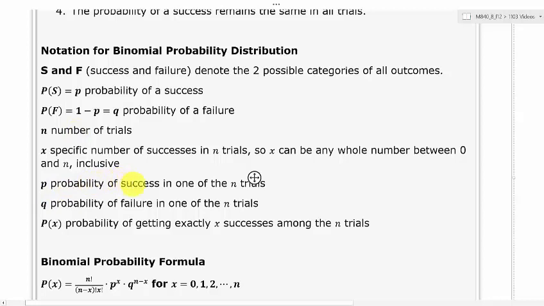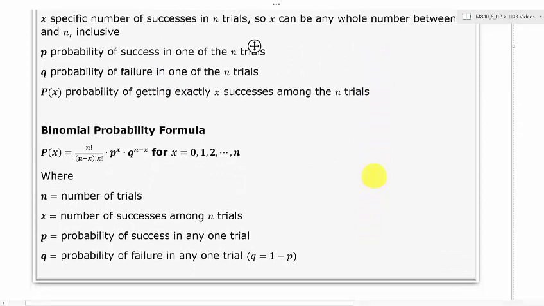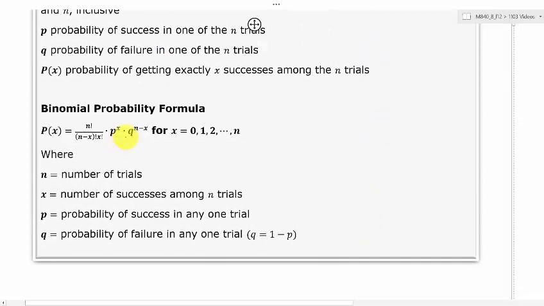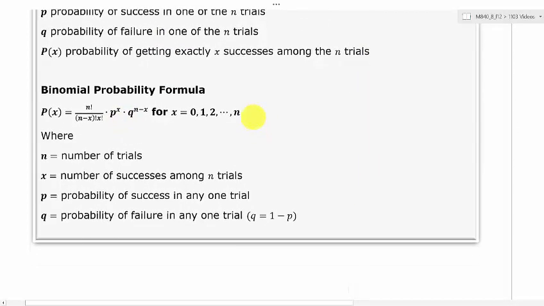P again is the probability of a success in one of the n trials. Q is the probability of a failure in one of the n trials. P of X is the probability of getting exactly X successes in n trials. Here we have the binomial formula. You will never need to use this.